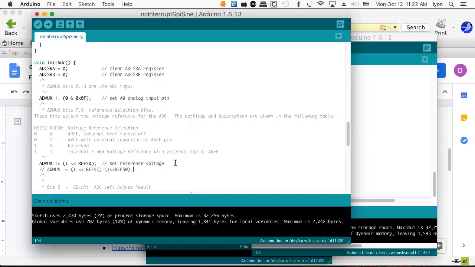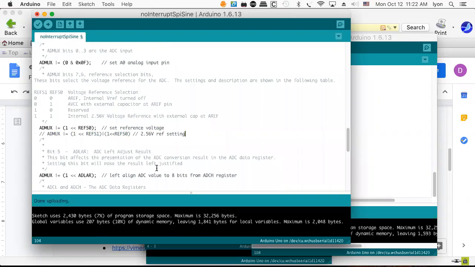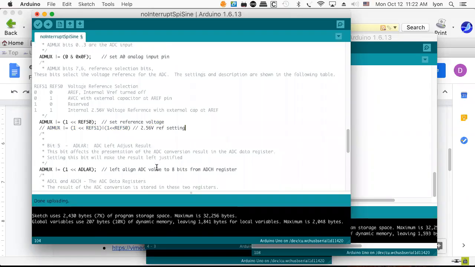And that would be the 2.56 volt ref setting instead of the 5 volt reference setting. I mean, if you had a guitar going in and you know it was going to be like 1 volt peak to peak, this might be a little bit more appropriate than the other one. So kind of have to figure out which you're doing.